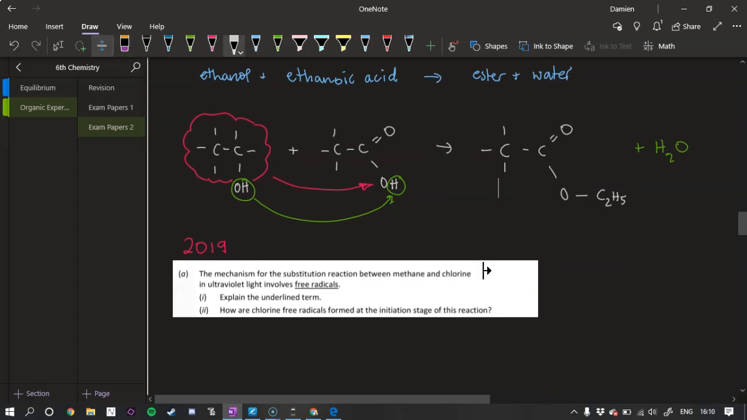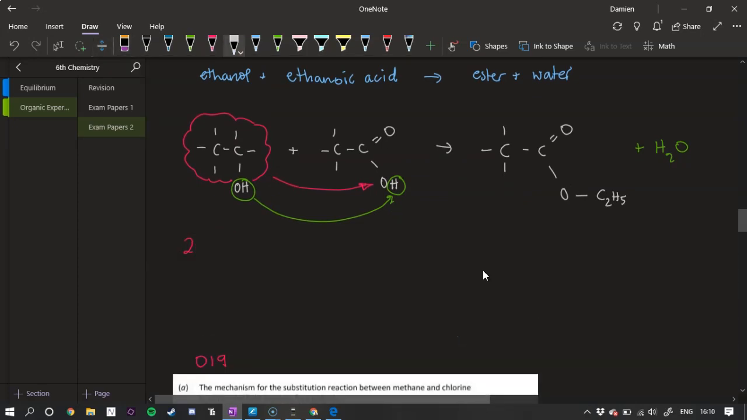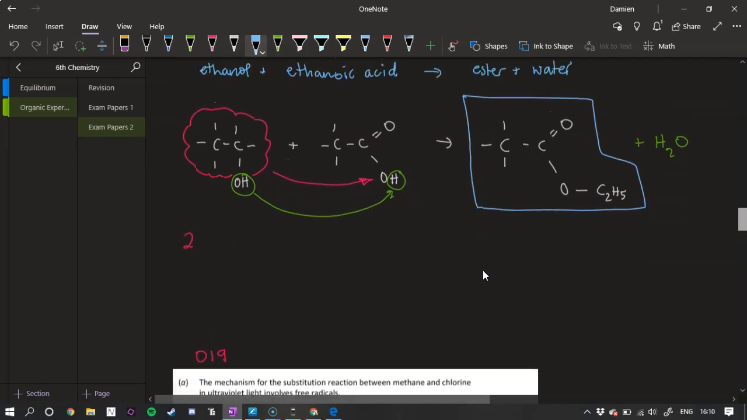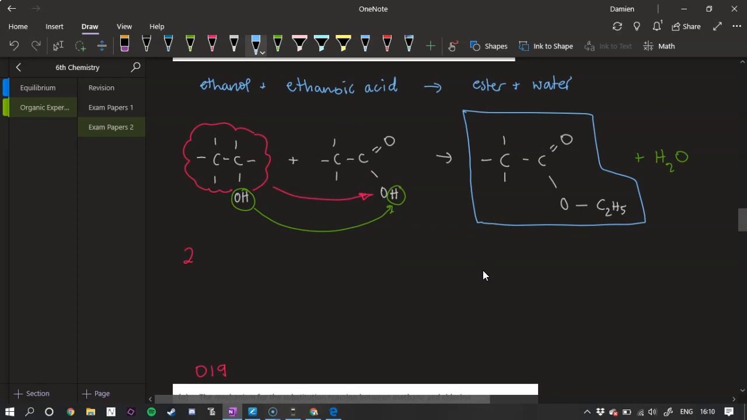So when you're asked in this question, just move down and get a bit of space. You're asked in this question, draw the structural formula of the ester formed from compounds X and Z. This here is your structural formula. Now again, you don't have to write out that full equation. That's just to help you explain. That's all that's required.